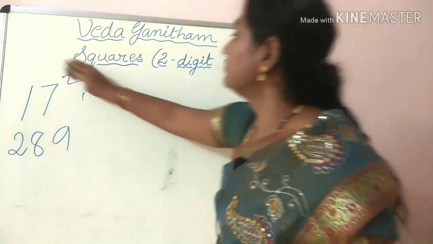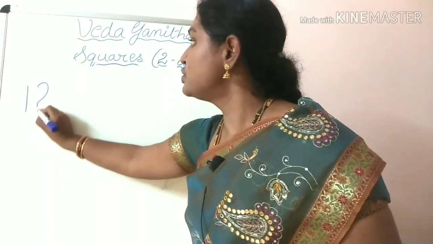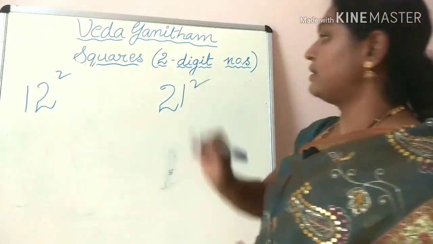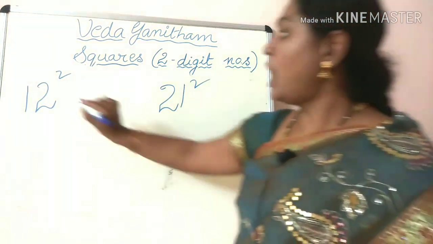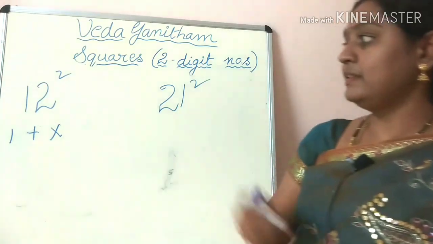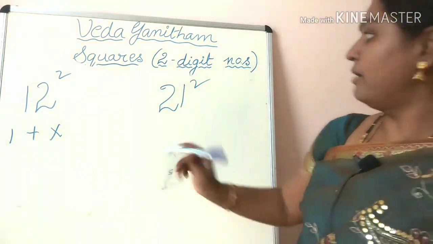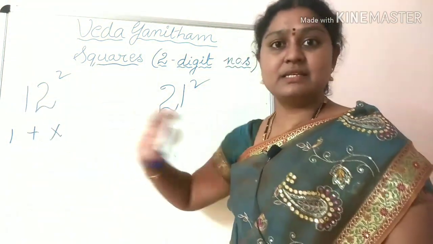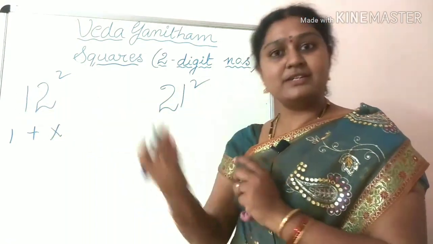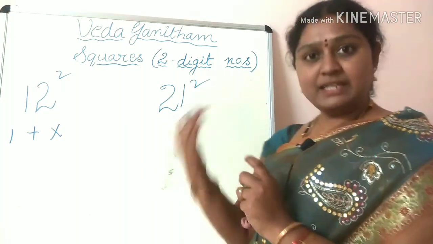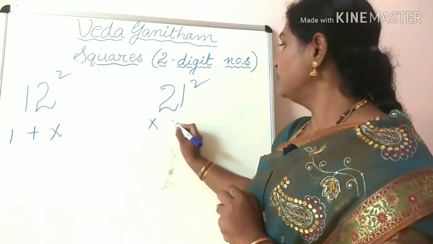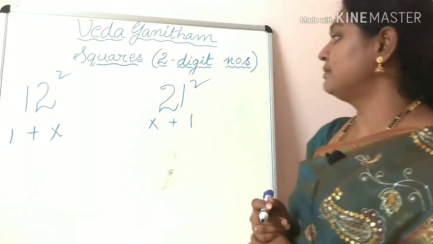For example, the very first example is 12 square, and for this, now 21 square. So, how have we done it? 1 plus and multiply. In this way we have done it. Now this 1 and 2, these digits were interchanged. The place values of these digits were interchanged. So now we will interchange this concept also. Means multiplication, plus and 1. That's all.